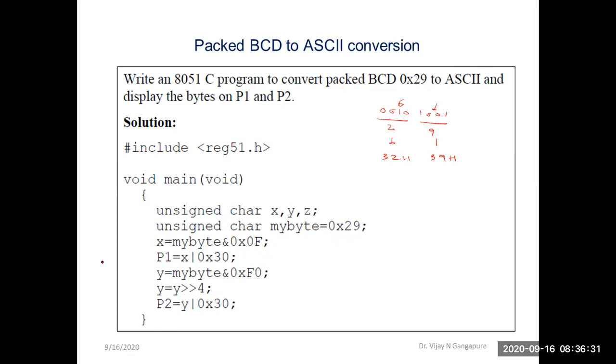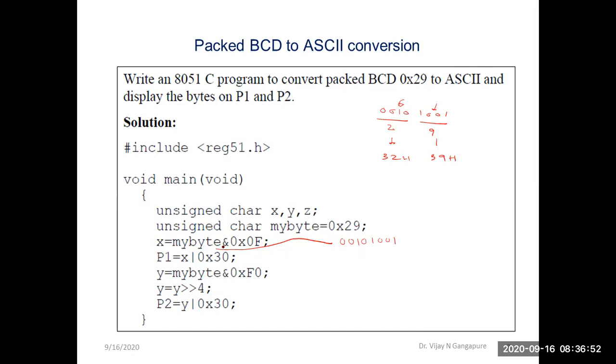Next, x is equal to mybyte & 0x0F. So in mybyte, what is the data? That is 0x29, that means 0 0 1 0 1 0 0 1.